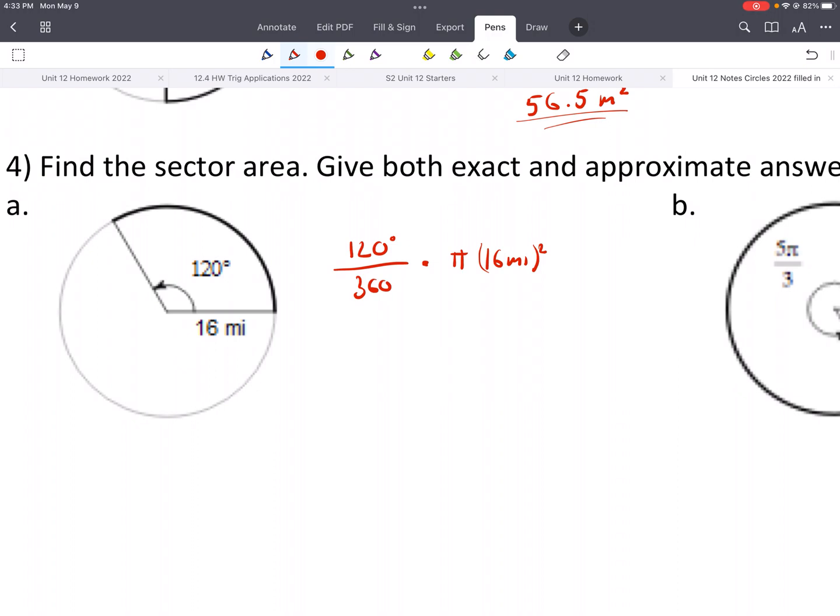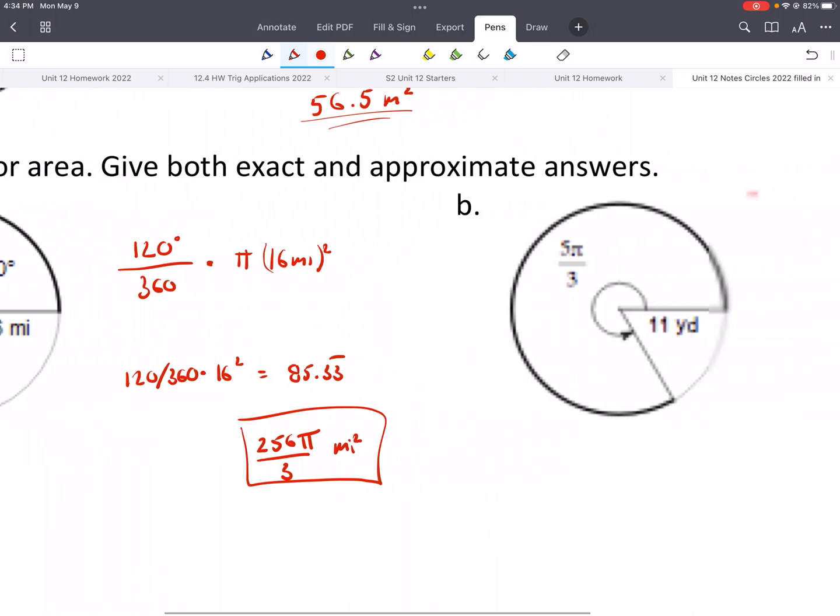So this is kind of like what I type in. I do 120 divided by 360 times 16 squared. Okay, so that ends up giving me a decimal this time, so we'd probably want to make it a fraction. I got 85.33 repeated, but I'll do math frac, and it gives me 256 over 3, and again we have that pi, and we have miles here, so miles squared.